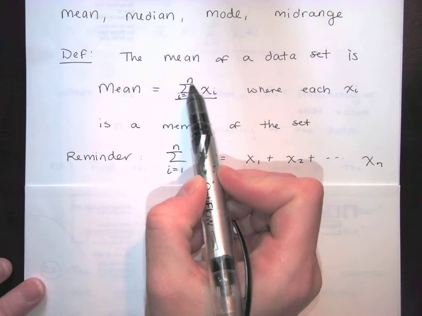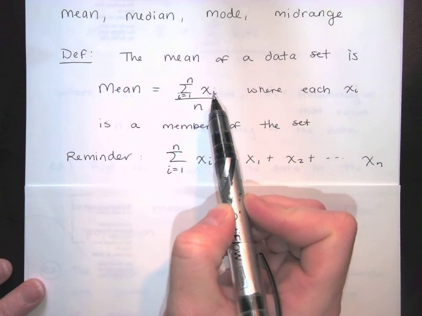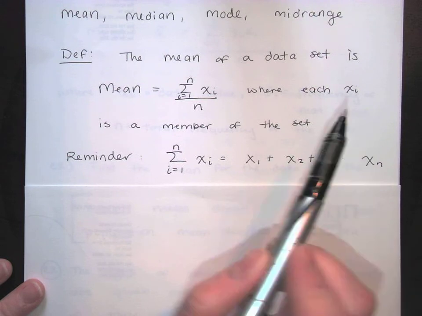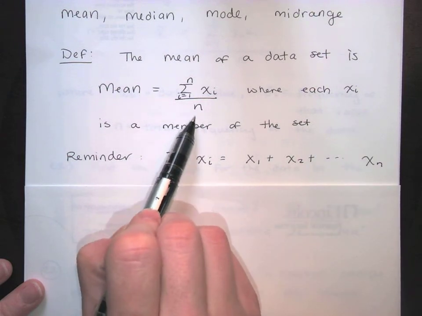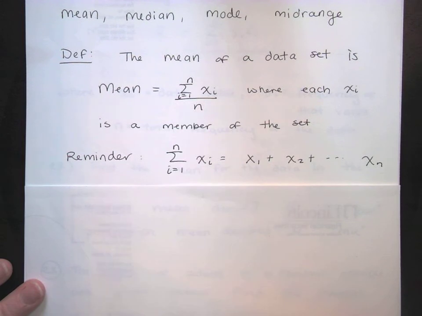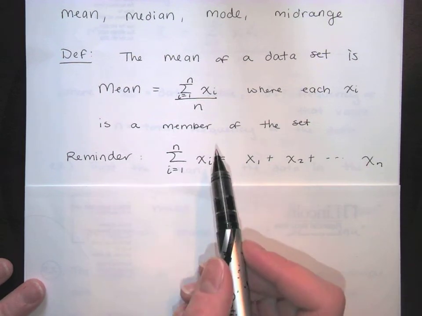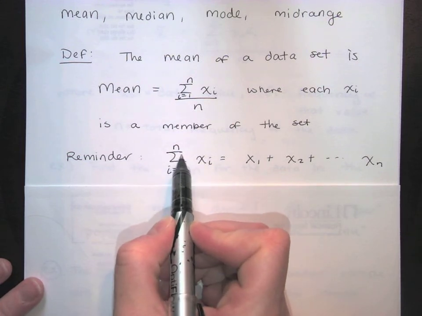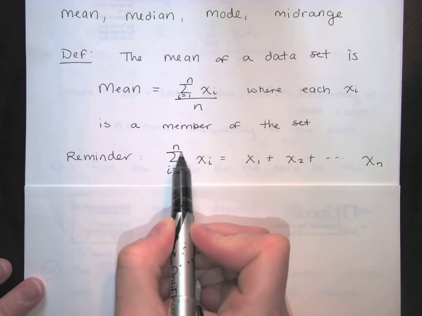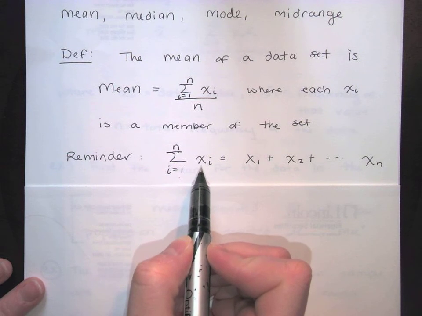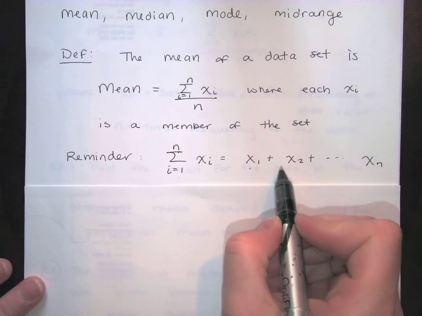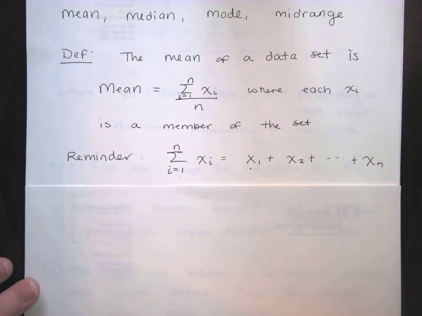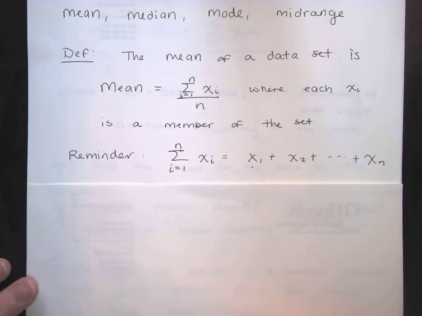This just says we're going to take the sum of all the xi's, where each xi is just a member of the data set that we're interested in, and then we're going to divide it by n, where n is the total number of things in the set. This summation notation in the numerator, this big sigma, means I'm going to take the sum from i equals 1 to n of all the xi's. That just means I'm going to add up x1 plus x2 plus x3 all the way up to xn, where your x's are just all the things in your data set.